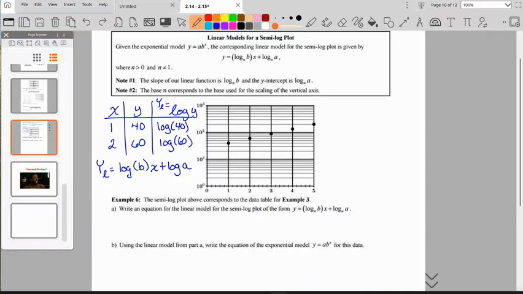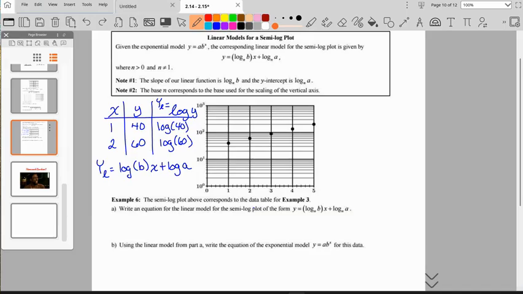Okay, let's look at that last example, example 6 in section 2.15. So we have the linear model for a semi-log plot. We know an exponential equation, y equals a times b to the x, is going to appear linear when plotted on a semi-log plot.